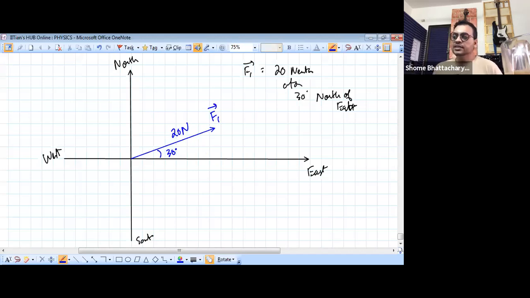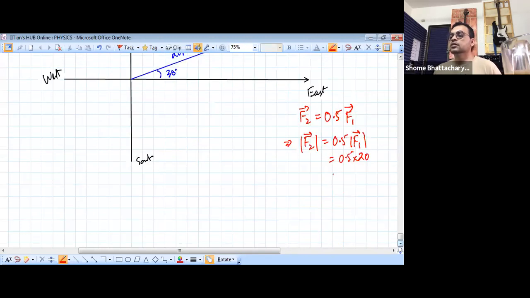Okay. Now, if I'm saying that F2 is equal to 0.5 times F1. Now, see, this is a positive number. So, that means the magnitude of F2 is 0.5 times the magnitude of F1. So it is 0.5 into 20, or it is 10 newtons. And F2 is along F1. So along is the same thing as saying parallel.